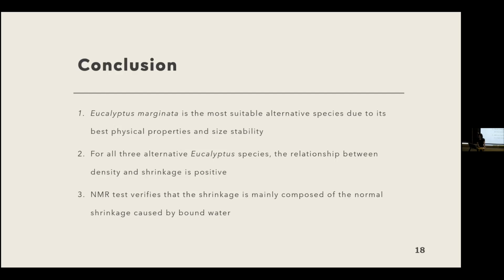Also, based on the best fit regression model of each species, the relationships between shrinkage and density are all positive, which is against the result from some previous studies on eucalyptus. Last but not least, the NMR test verified that the positive relationship between density and the volumetric shrinkage below FSP is mainly composed of the normal shrinkage caused by groundwater.